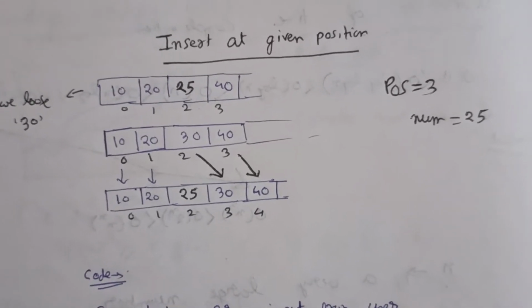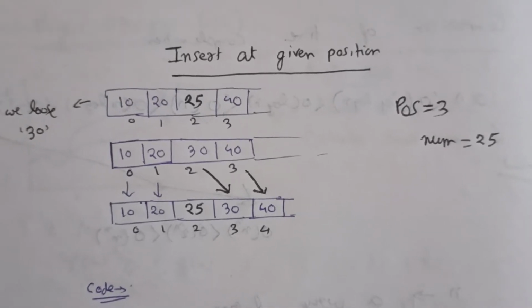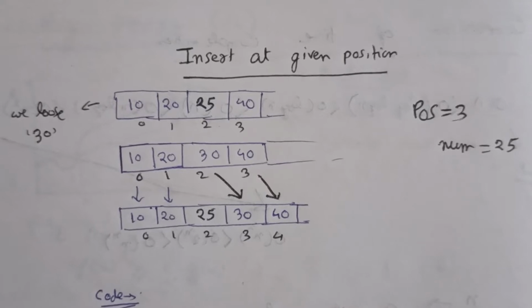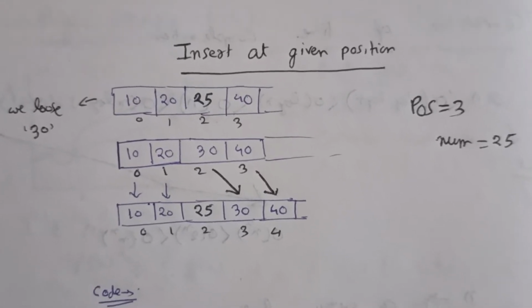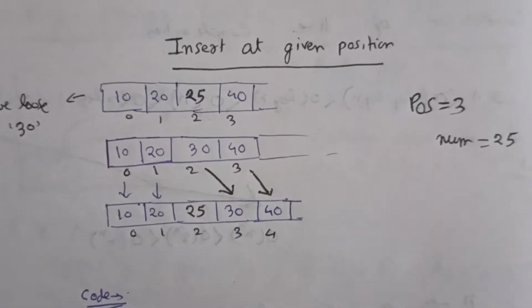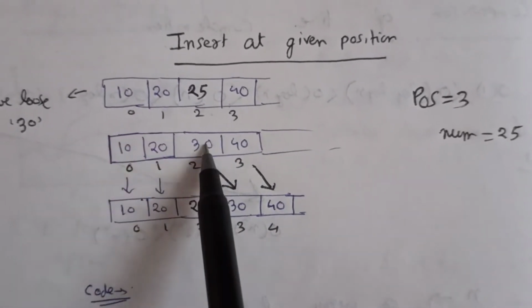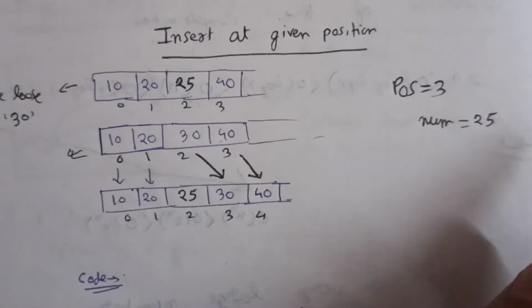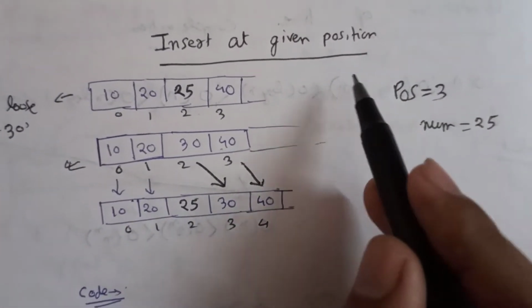Today we are going to learn how to insert an element at a given position of an array. You already know how to take user input and print an array, which I have already taught you in my last video. So now we already have an array, that is 10, 20, 30, 40. We are going to insert an element into this array.